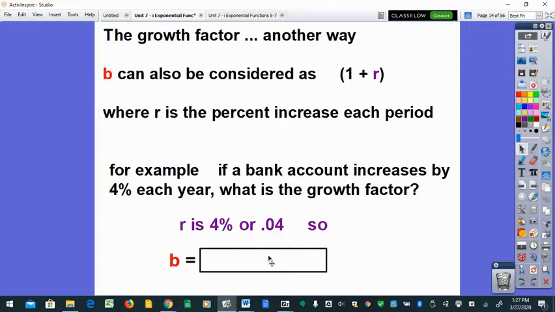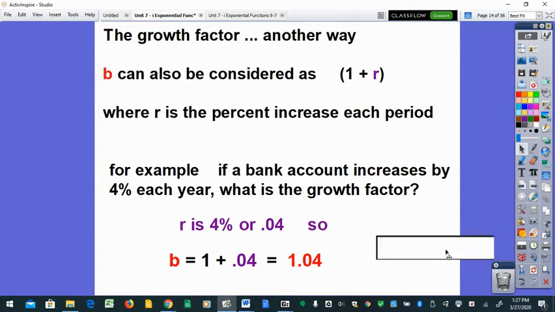You add it to the original population. And this number, 1.04, is called the growth factor. And it means that you will get your original population back added with 4% more. So 1.04 would be your growth factor.